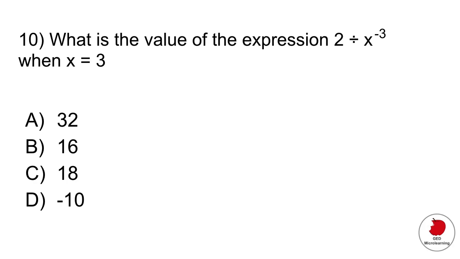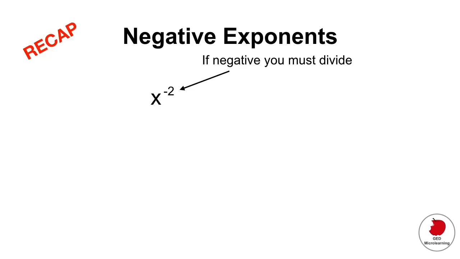All right, question 10. What is the value of the expression 2 divided by x raised to the negative 3 when x is equal to 3? Before we tackle this problem, let's remind ourselves about exponents, specifically what happens when you have a negative exponent. Whenever you have a negative exponent, you have to rewrite your equation as the reciprocal, so it's dividing. So x raised to the minus 2 is really 1 divided by x raised to the second power.